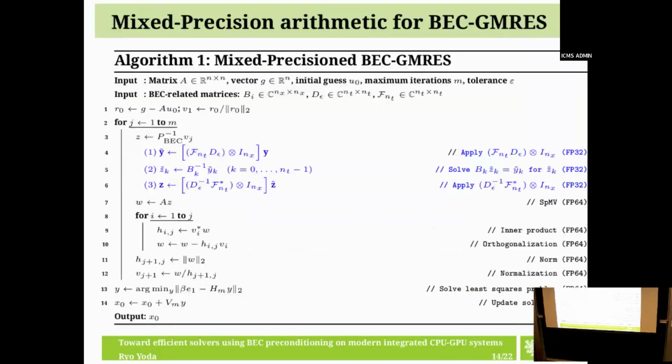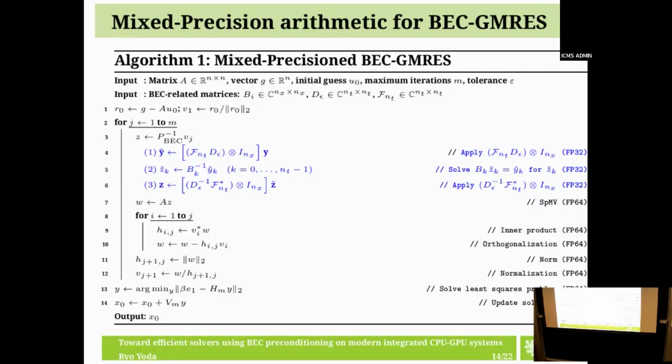Lastly, we introduced the mixed precision arithmetic for the BEC preconditioner in the GMLS method. This is the preconditioned GMLS algorithm, where the lower part is the GMLS part and the upper part is the preconditioning part. In order to invert the BEC preconditioner, we perform the following 3-step preconditioning procedure.